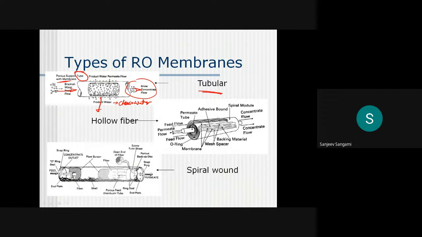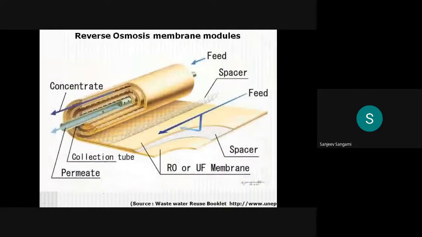Here you can see the membrane rolls, 1, 2, 3, 4, 5, and this one is the spiral wound type of membrane. These are preferred in some of the major applications. Here you can see the modules. This one is the collection tube, and this one is the permeate.